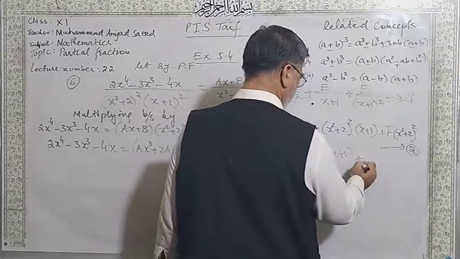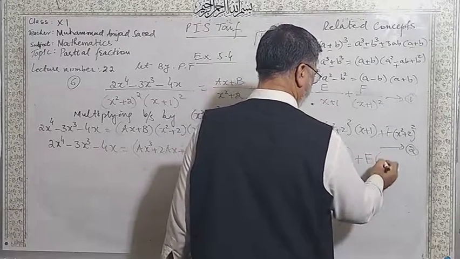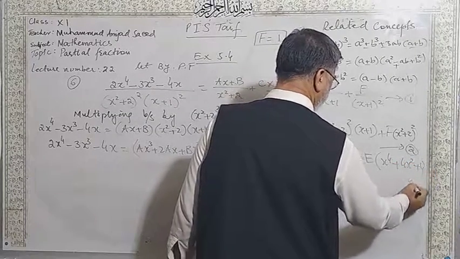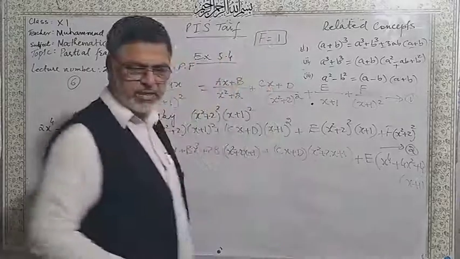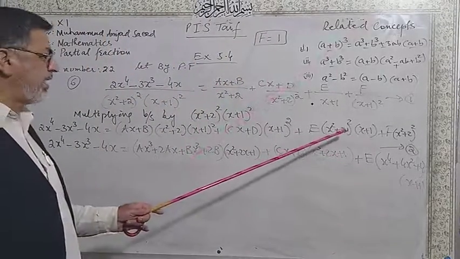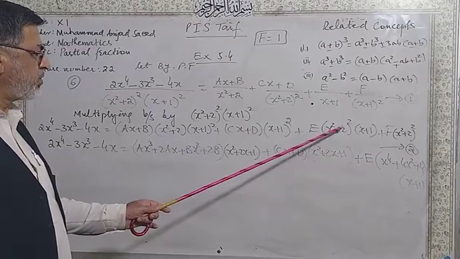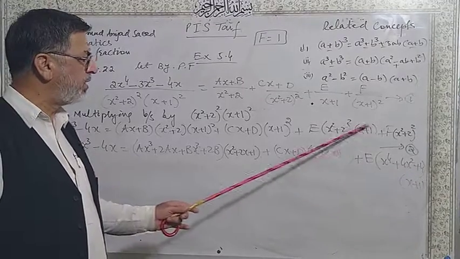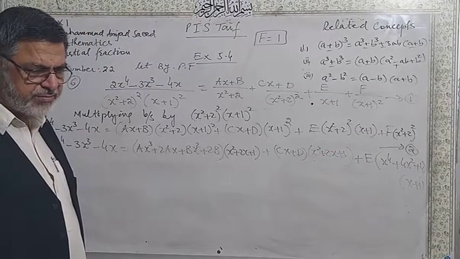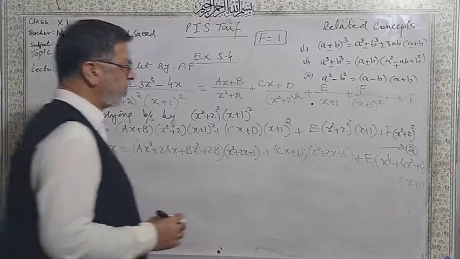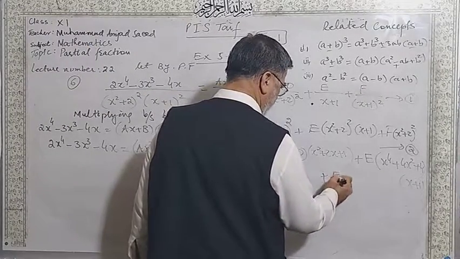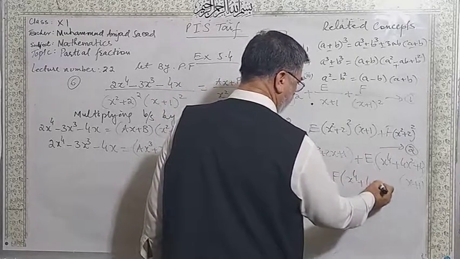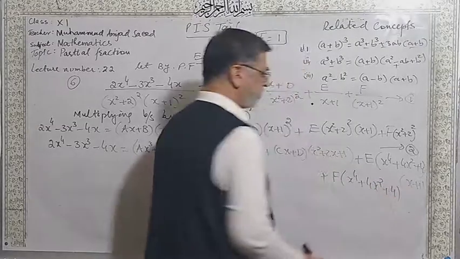After that, e into (x^4 + 4x^2 + 4) into (x + 1). We have opened the formula of this square: first square plus 2 into first into second, 4x^2, plus second square, that is plus 4. Similarly, here we can have plus f into (x^4 + 4x^2 + 4).